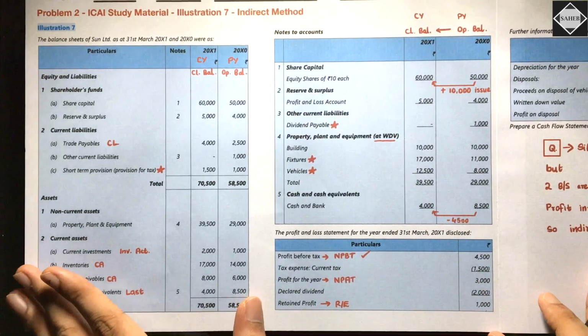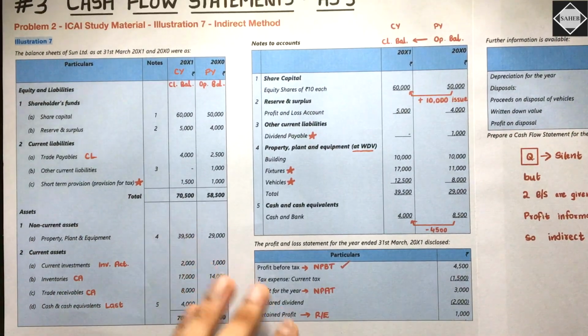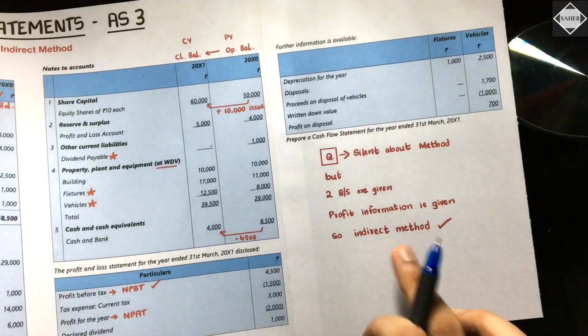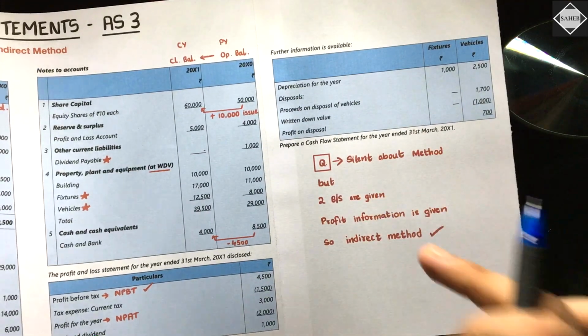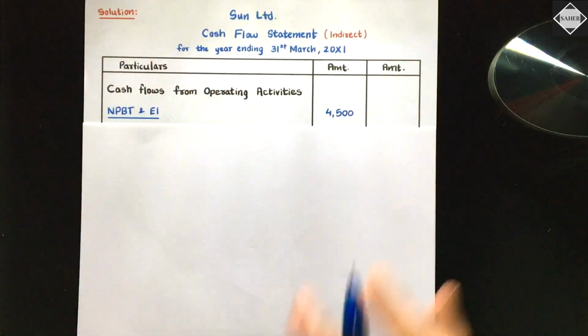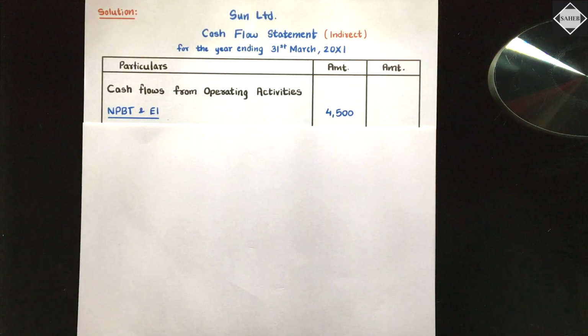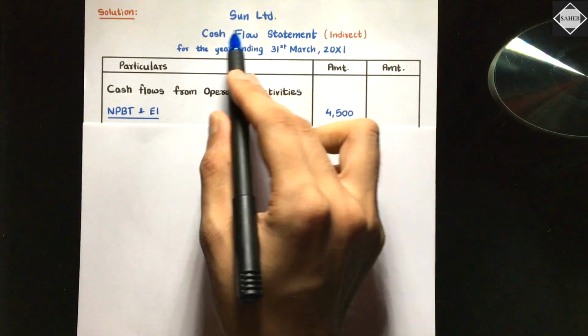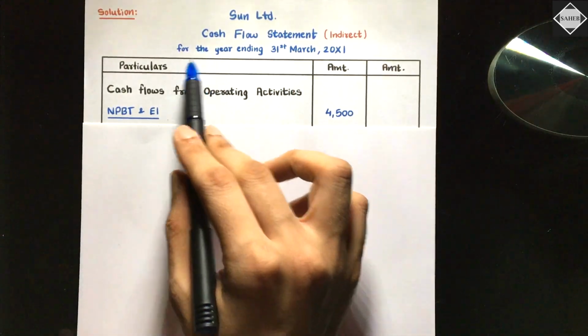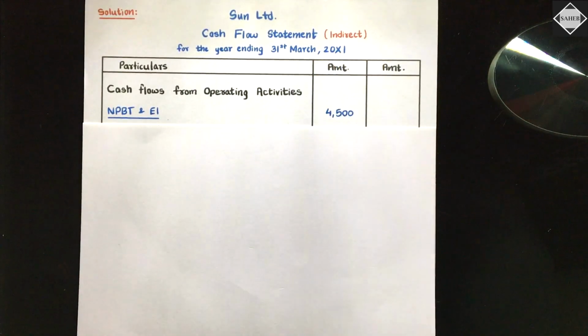Fine. So now let's see how to prepare the cash flow statement under indirect method, right? We have to use the indirect method because two balance sheets are given and profit information is given. Let's directly prepare the cash flow statement now. Now see here we have the actual cash flow statement. Let's understand how to put the figures and how to understand everything. So see here, Sun Limited cash flow statement. We are solving this as per indirect method for the year ending 31st March 2021.